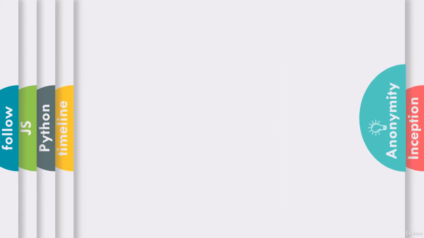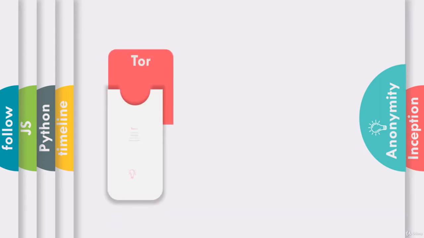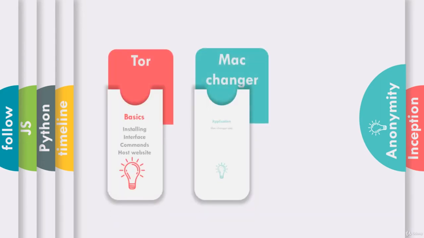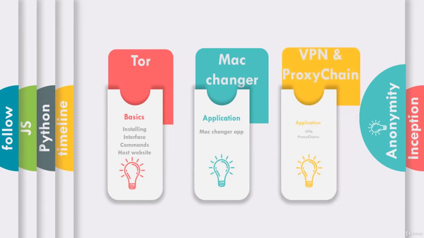So after we complete the Kali Linux section, we'll see how to remain anonymous in the hacking process. We'll see how to use the Tor browser, its interface, the commands, and we'll completely host a website with the help of the Tor network. And after that, we'll make an application that will change the MAC addresses. We'll also learn how to remain anonymous with proxy chains and VPN servers.